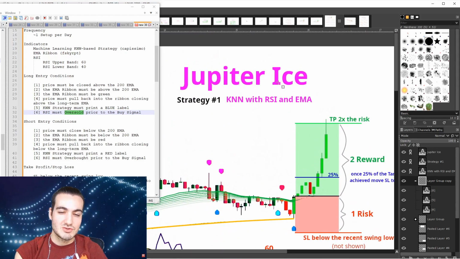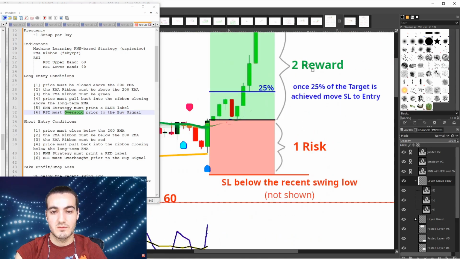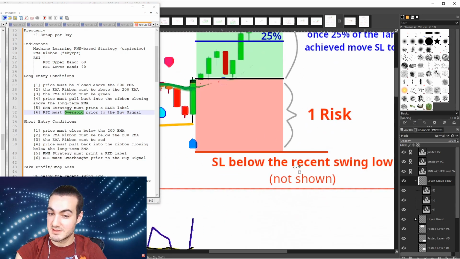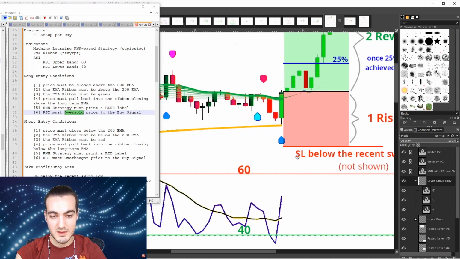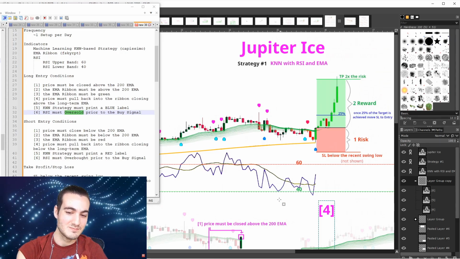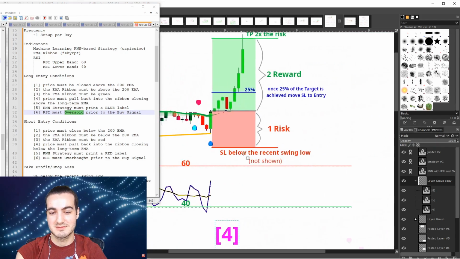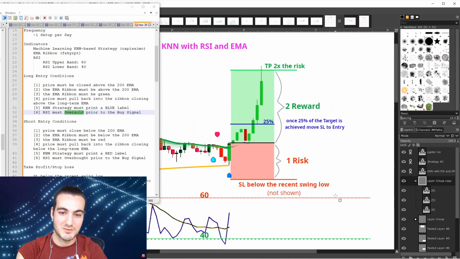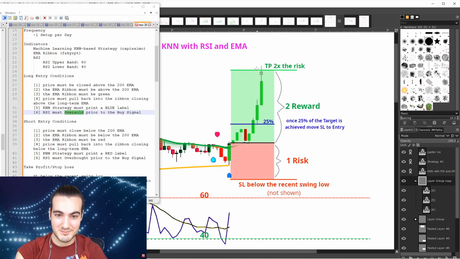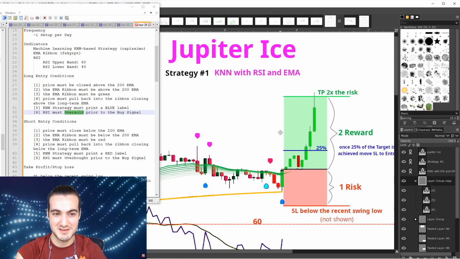So for the Jupiter Ice strategy, the risk-reward ratio is 1 risk for 2 reward. And we would place the stop loss below a significant or a recent swing low, which he didn't really show on the chart. That's why I say not shown, but we can assume there was something back there. And then, of course, our take profit would be 2 times that. So way up here, which seems like a lot, but apparently it's back tested.